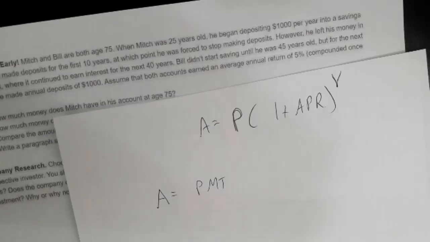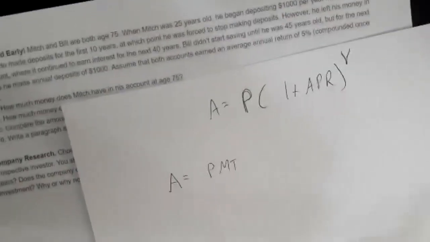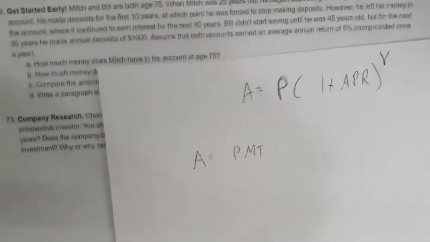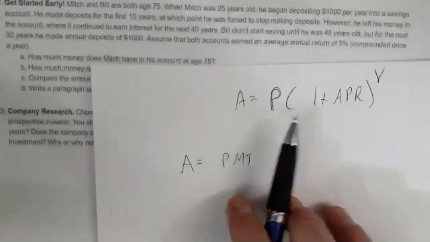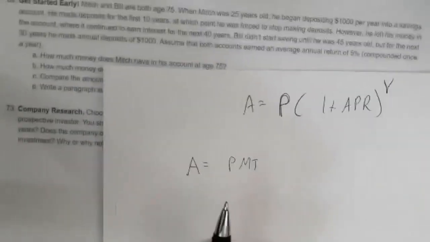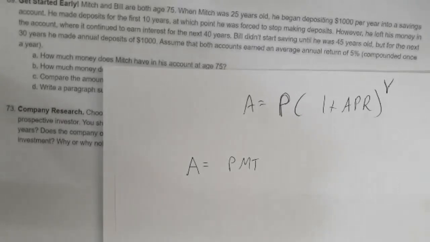Okay, so it sounds like we're gonna have to do a savings plan for 10 years. And then after that 10 years, whatever amount we start with, we're gonna have to put it into like a basic compounded interest sort of thing. I think that might be the easiest way to get at how much Mitch is making.